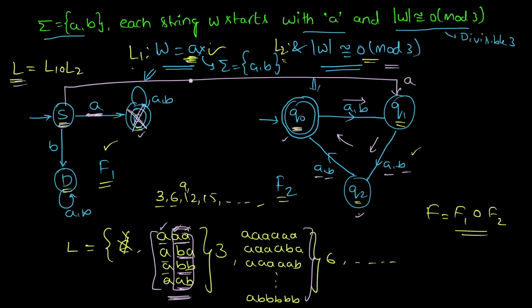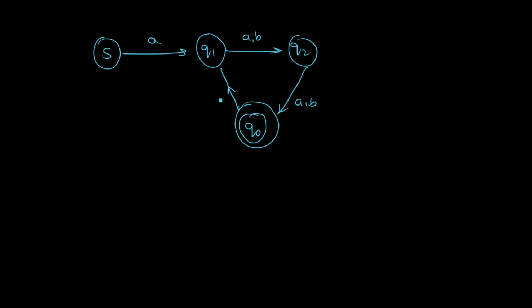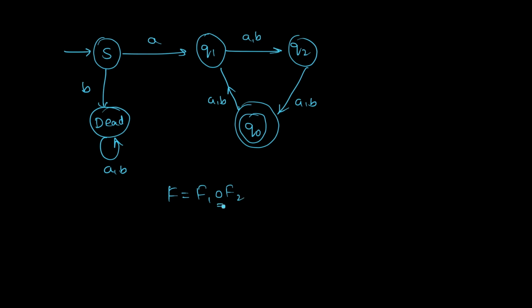So the final DFA for accepting this language is, let me draw it quickly. This is our finite automata after construction from F1 and F2. This is just some function. We don't know what it is, but it connects F1 and F2 so that we get a resultant finite automata. In this finite automata, we have a dead state and one final state, and every string starts with a and has length divisible by 3. This loop essentially counts the length of the string, and this one is there to see if the string is starting with a or not. If it is not starting with a, it will go to the dead state.